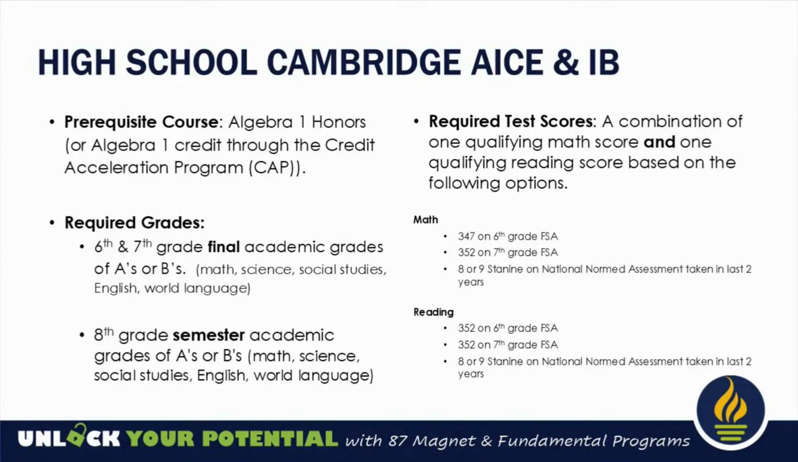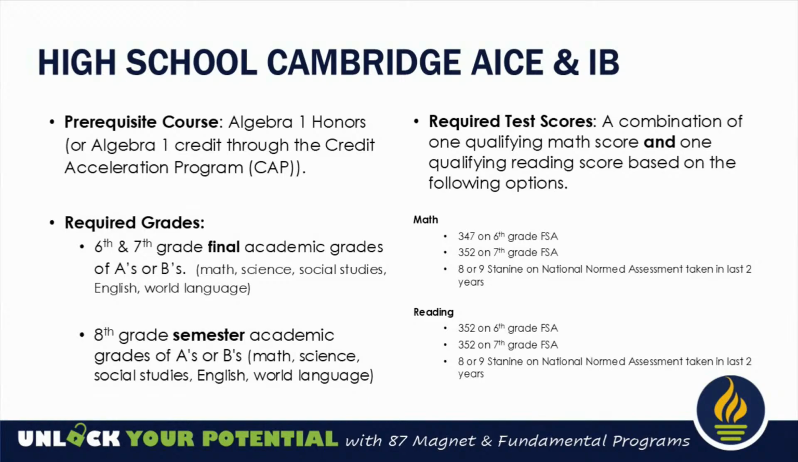For our high school Cambridge ACE and IB programs, there are multiple eligibility requirements that are detailed there on the screen. Prerequisite courses include Algebra 1 honors or an Algebra 1 credit through the Credit Acceleration Program. Final academic grades for 6th and 7th grade should be A's and B's in those core classes, including world language. 8th grade semester academic grades of A's or B's. And then there are the required test scores there.